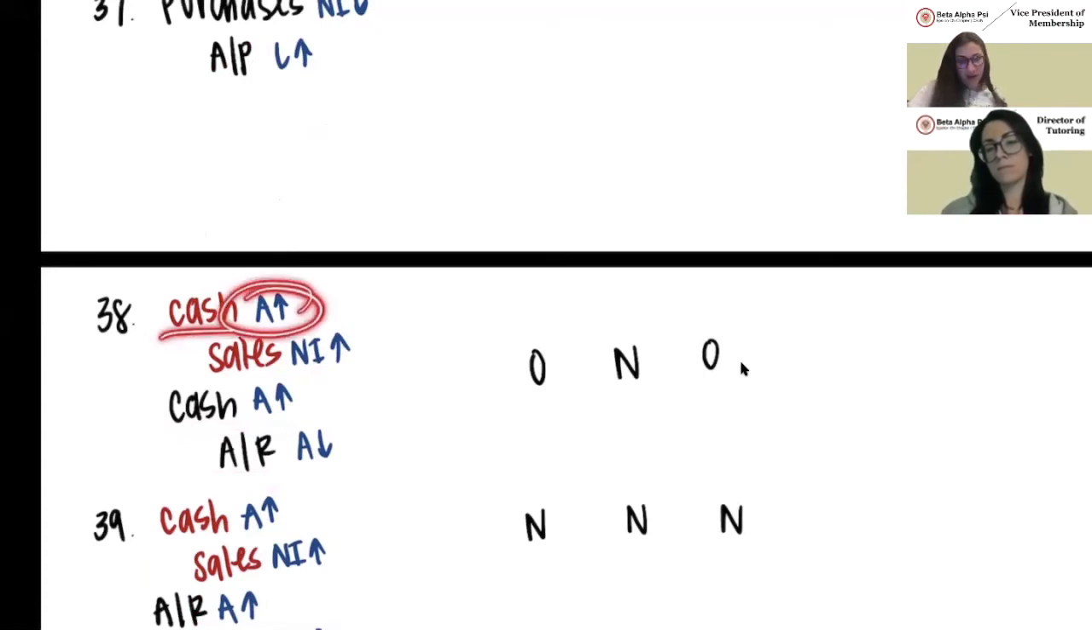Cash increases our assets, sales increase our net income, AR decreases our assets. So we're not going to look at this because this was correct, but assets should have been decreased and they never were. So our assets are going to be overstated. None of these accounts affect our liabilities, so there's no effect on our liabilities. Net income was increased when it shouldn't have been. So our net income is going to be overstated.